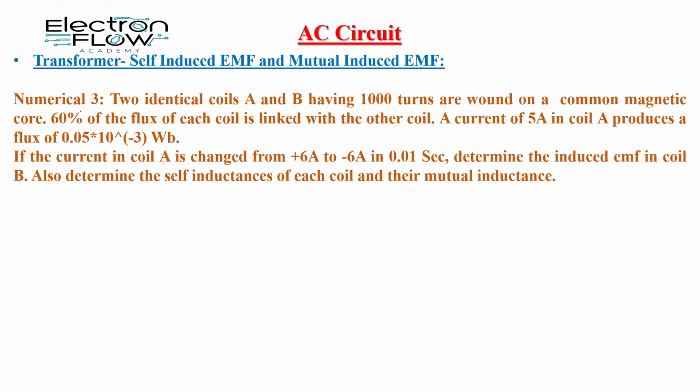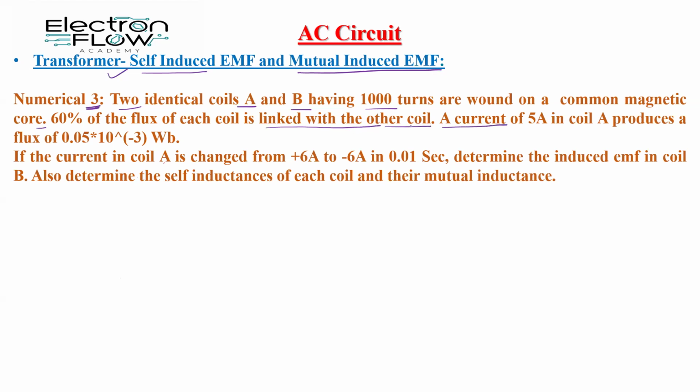So today we are going to discuss numerical problem number 3, based on transformers, self-induced EMF and mutual-induced EMF. The question is as follows: two identical coils A and B having 1000 turns are wound on a common magnetic pole. Then 60% of the flux of each coil is linked with the other coil.